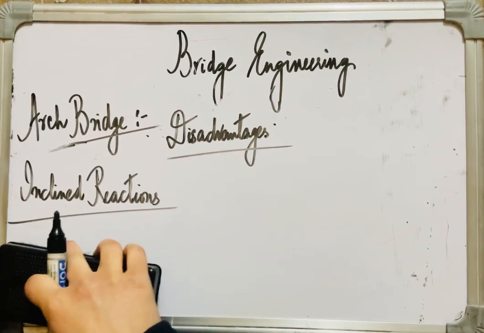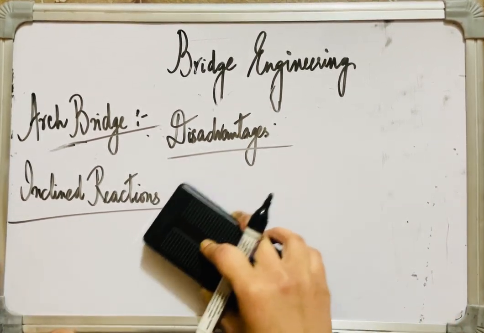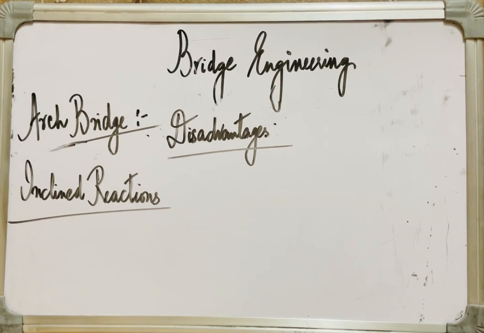So this ensures the stability of the arches. Inclined reactions. And because of these inclined reactions, we have to design heavier sections for the abutments or piers, which adds to the drawback of these arch bridges.